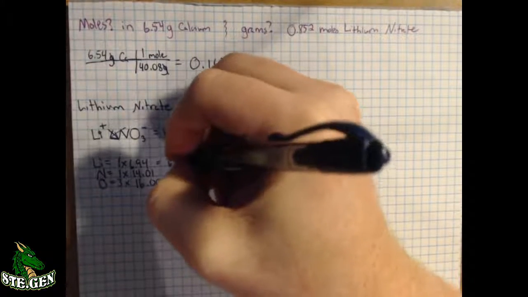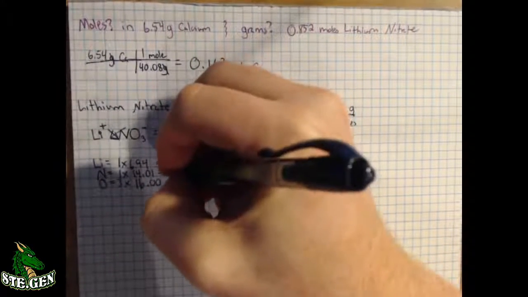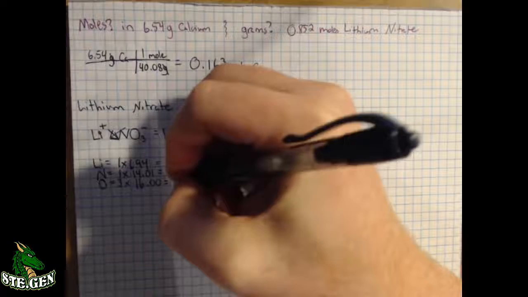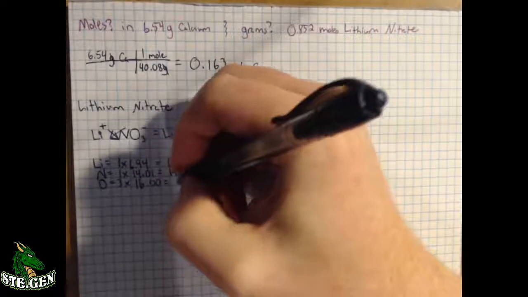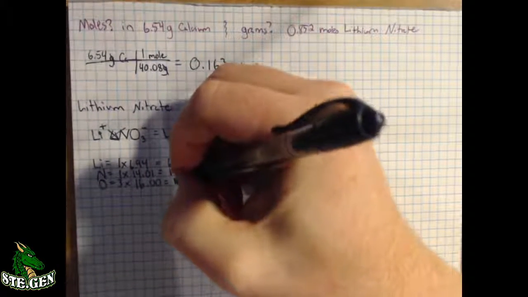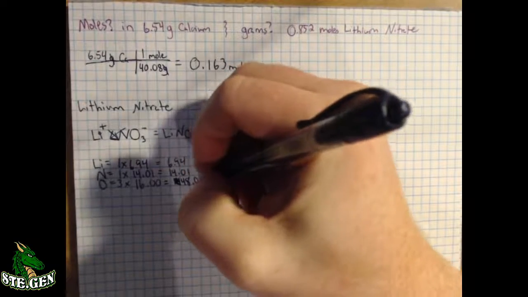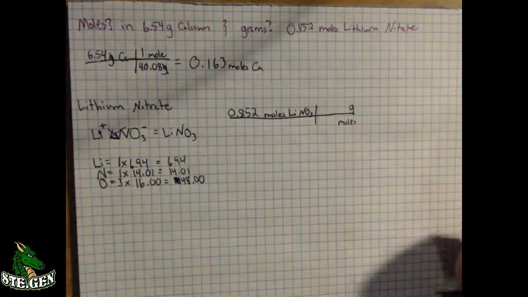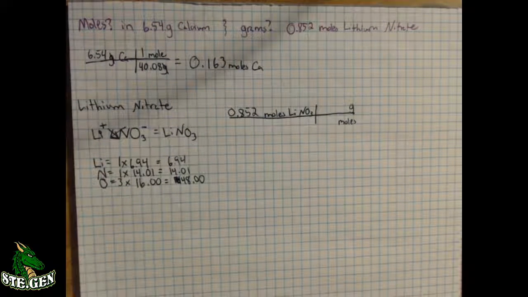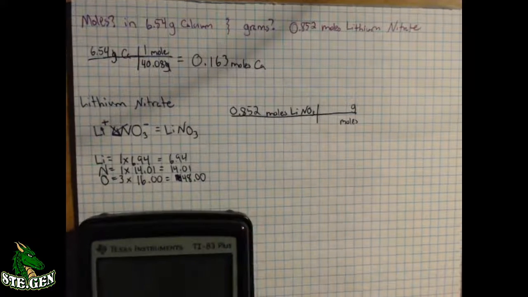So we've got 6.94, 14.01, and then 16 times 3 is, I believe, 48. You didn't see that. I didn't almost write it wrong. That would never happen. Okay, let's add all these pieces together. So we got 6.94 plus 14.01 plus 48.